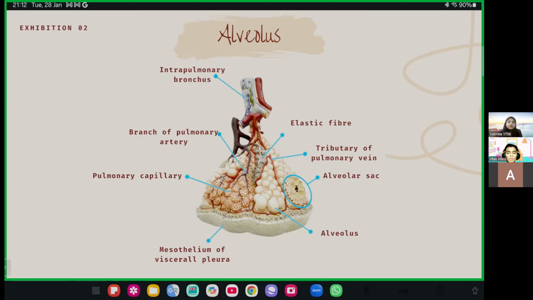exchange. So these 3D models provide a detailed and interactive way to understand how oxygen travels through the respiratory system, which makes anatomy more accessible and engaging. And that's all for the respiration system. I will now pass to Sabrina.